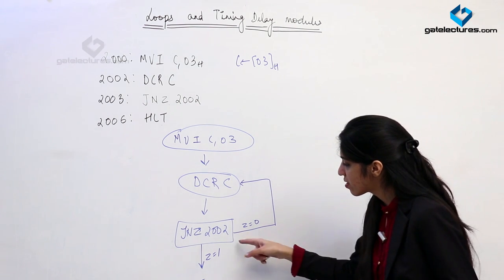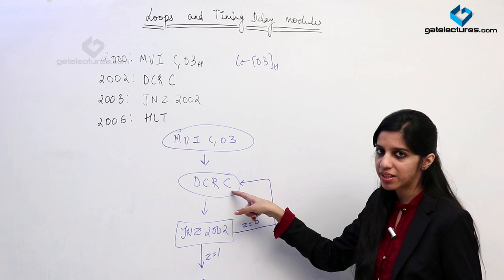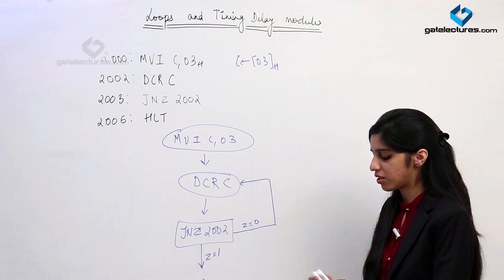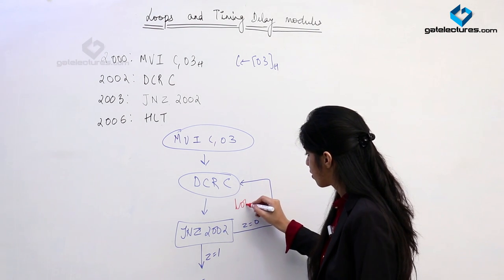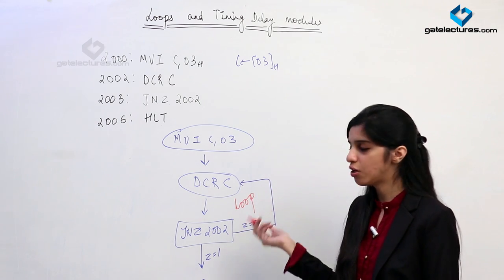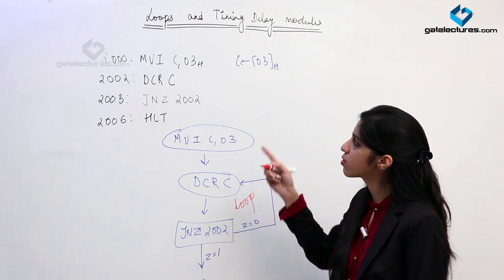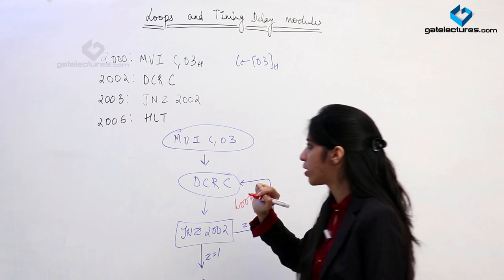See, this jumping, again decreasing C, again checking the condition, this is the loop. This is known as looping. This is the loop. So now we're just going to see how many times this loop is going to run.